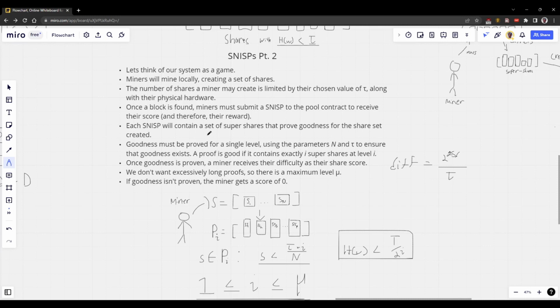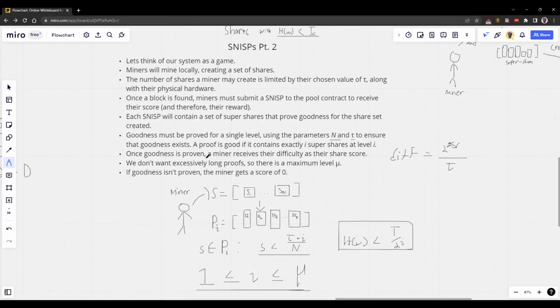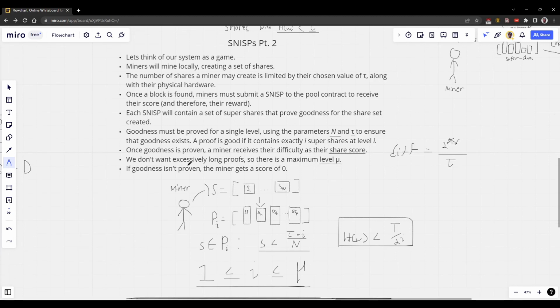Now, goodness has to be proved for a single level in our protocol, and we're going to be using the parameters n and ta to ensure that goodness exists. A proof is only good if it contains exactly I super shares at level I. Once goodness is proven, a miner receives their difficulty as their share score. We don't want excessively long proofs because we want our proofs to be succinct, so we're going to set a maximum level mu. And if goodness isn't proven, the miner gets a score of 0.